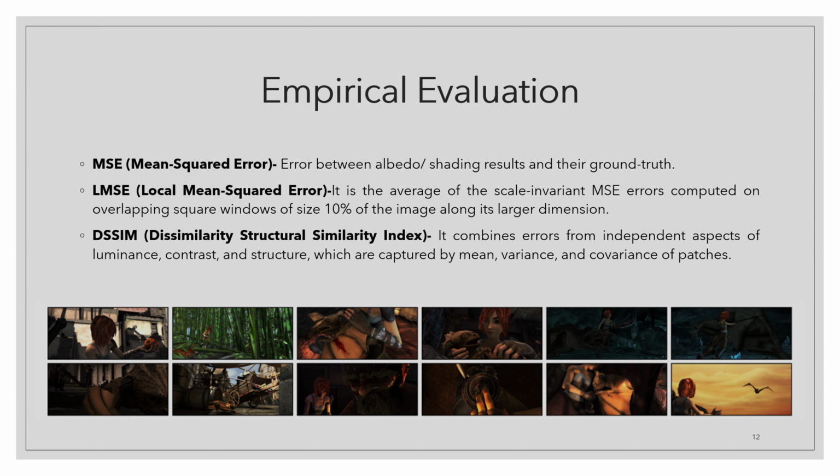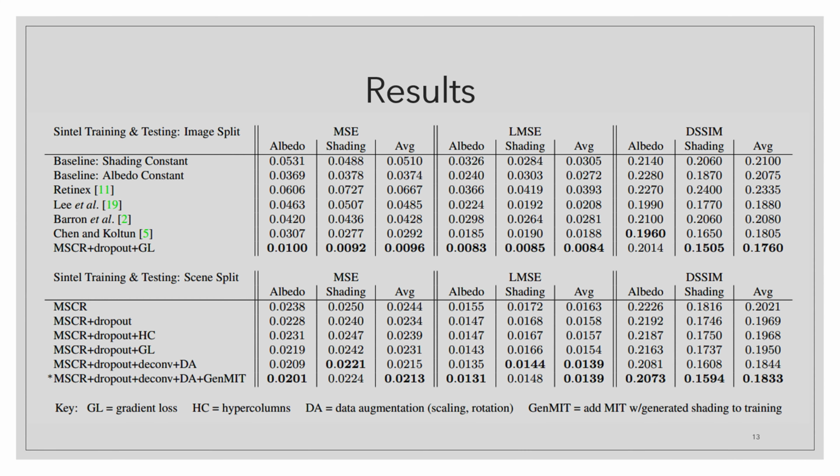LMSE is the local mean squared error, which is the average of scale invariant MSE errors computed on overlapping square windows of size 10% of the image along its larger dimension. DSSIM is the dissimilarity version of the structure similarity index. The SSIM characterizes image similarity as perceived by human observers. It combines error from independent aspects of luminance, contrast, and structure, which are captured by mean, variance, and covariance of patches. Coming on to results.